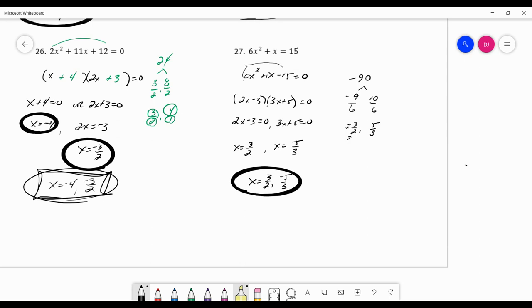By the way, if you're paying attention, we said way up here, negative 9 times 10 is my negative 90, and they add up to 1. So if I divide by 6, I get the negative 3 halves and the 5 thirds, right? Notice that I took those, found my factors, set them equal to 0, solved for x, and the solutions that I got are the opposites of those. That's just a sneaky pattern that is true all the time. You don't have to use it. You do need to be able to factor and solve for x.